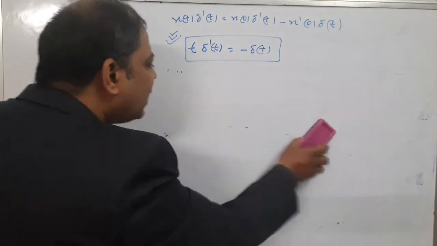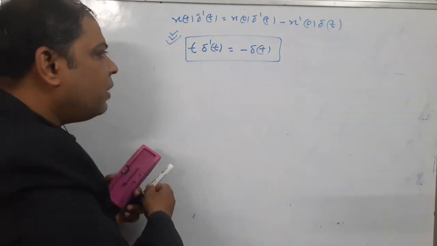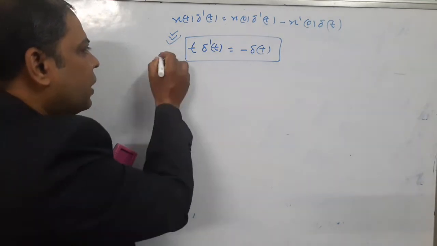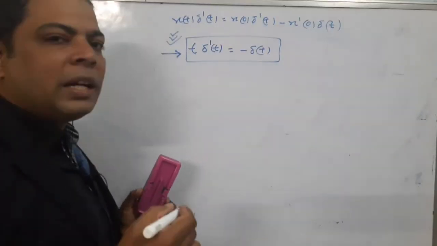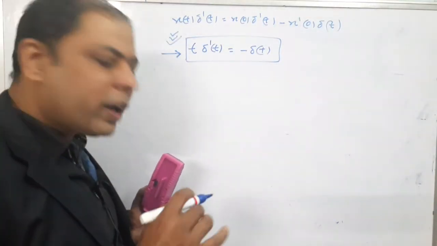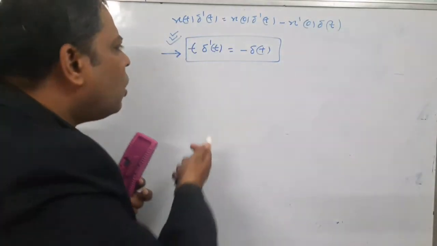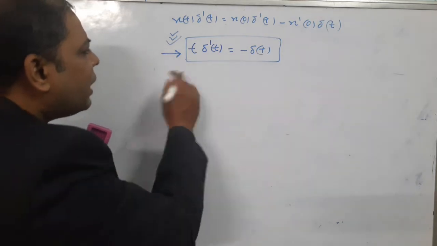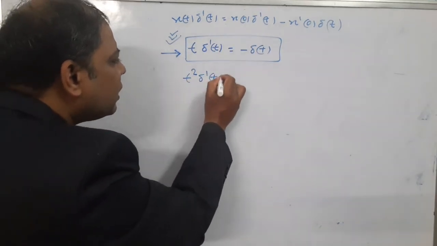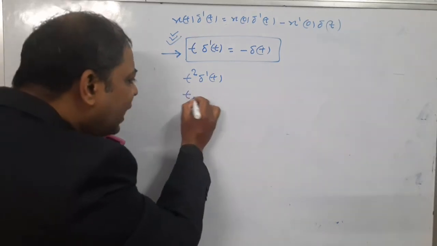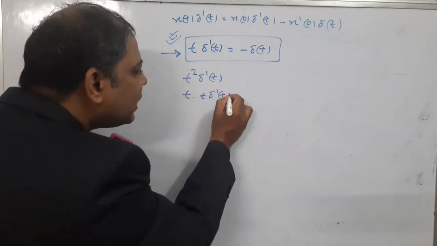This is another important property, a very important property you can say. t del dash t is equal to minus del t. Now see another property. From this you can have an idea. Suppose you want to solve t square del dash t. Nothing, you can write this as t into t del dash t. Very simple.